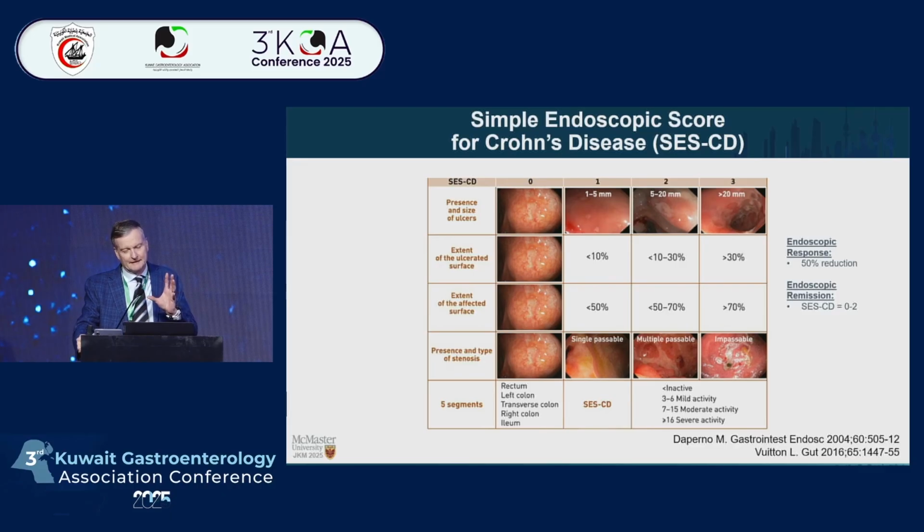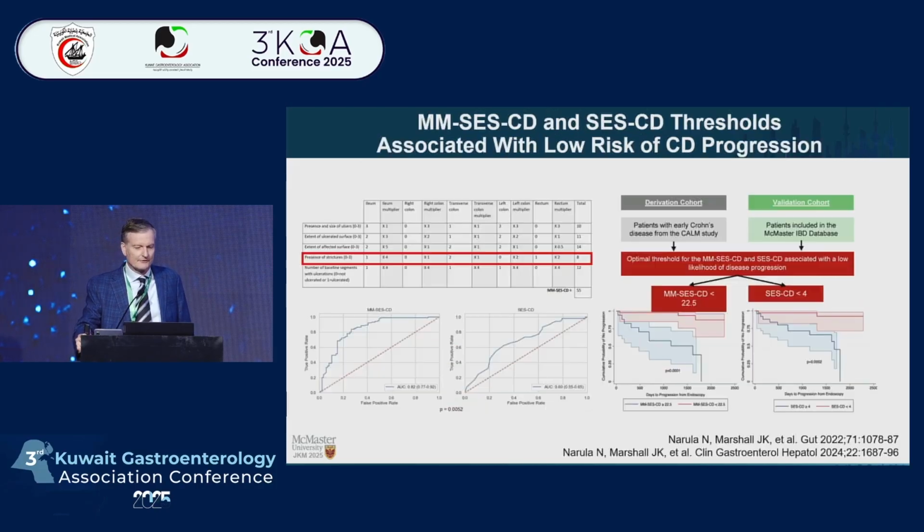One limitation of the SES-CD is that it rates and weights each colonic segment and ileal segment equally in terms of the calculation of the full score. So my colleague Niraj Narula at McMaster with us has developed an alternate tool for assessing disease activity endoscopically in patients with Crohn's disease, which is the MM-SES-CD, the modified multiplier SES-CD.